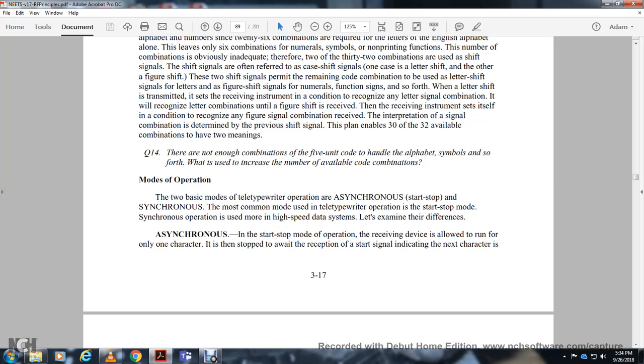Modes of operation. There are two basic modes of teletype operation: asynchronous, or start-stop, and synchronous. The most common mode of teletype operation is start-stop. Synchronous operation is used more in high-speed data systems. Let's examine their differences.